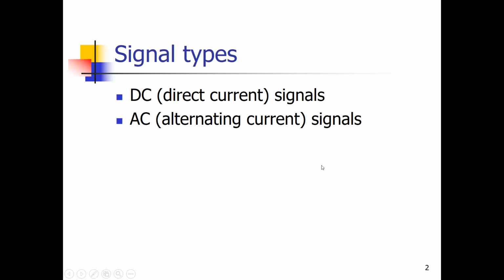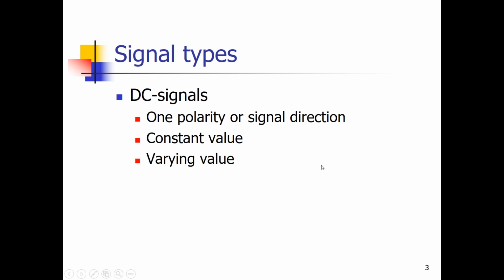First of all, we have the DC or direct current signals, and on the other hand we have alternating signals, which we also call AC signals. DC signals are signals with only one polarity or signal direction, so they can be either positive or negative. And they can be constant or they can be varying.